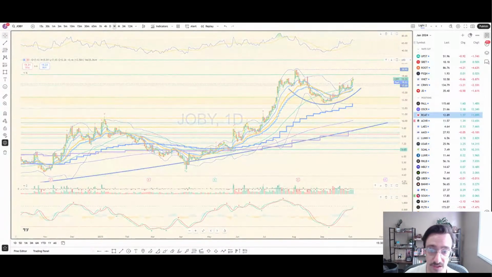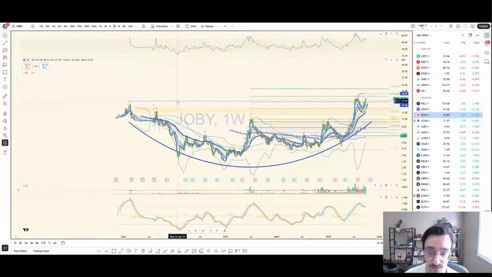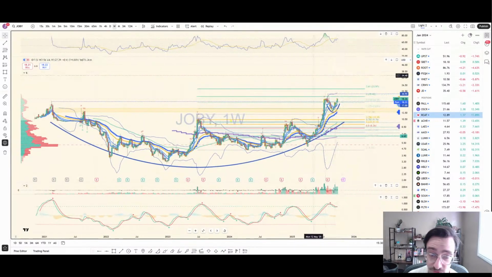This one's very nice. Tight little handle here. Broke past all-time highs again. This one could go a lot higher. This one might be ready to take the lead and run again. So I love this sector. Keep an eye on this sector for sure.